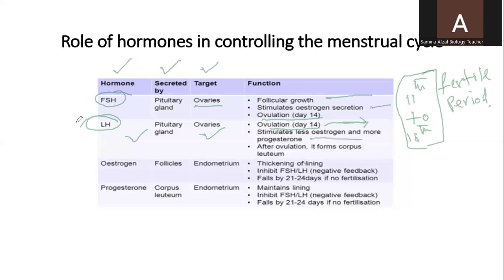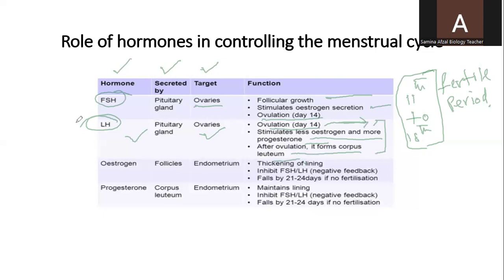It stimulates less estrogen and more progesterone. Progesterone helps in the maintenance of the uterine lining. After ovulation, it forms the corpus luteum. So these are the different functions of the luteinizing hormone.